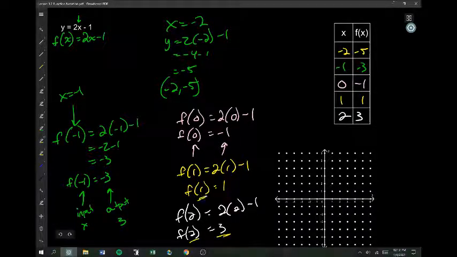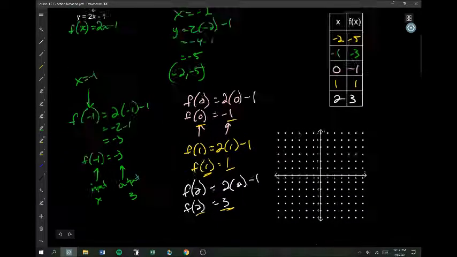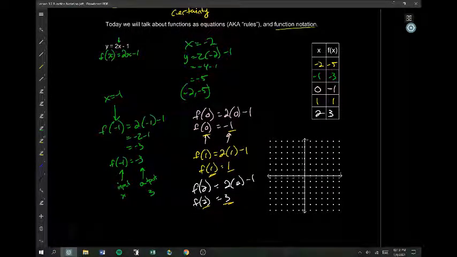Input, output, input, output, input, output. And I know with certainty, because it's a function, each input only has one output. So I can graph these points. Here's the point (-2, -5). Here's the point (-1, -3), (0, -1), (1, 1), (2, 3). This forms a line with a slope of 2 and a y-intercept of -1.